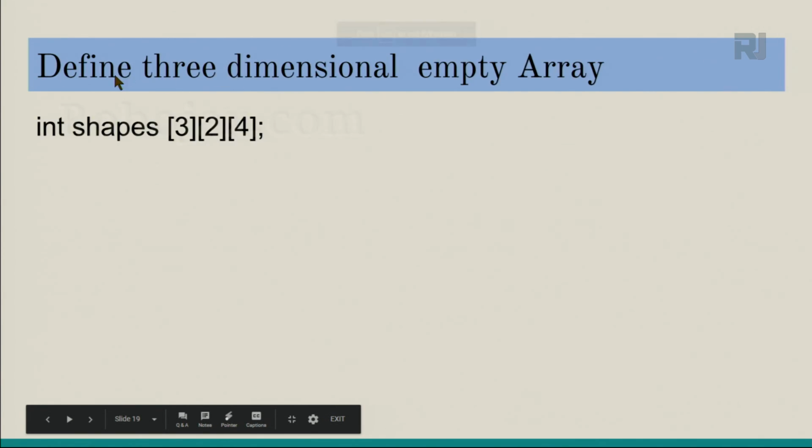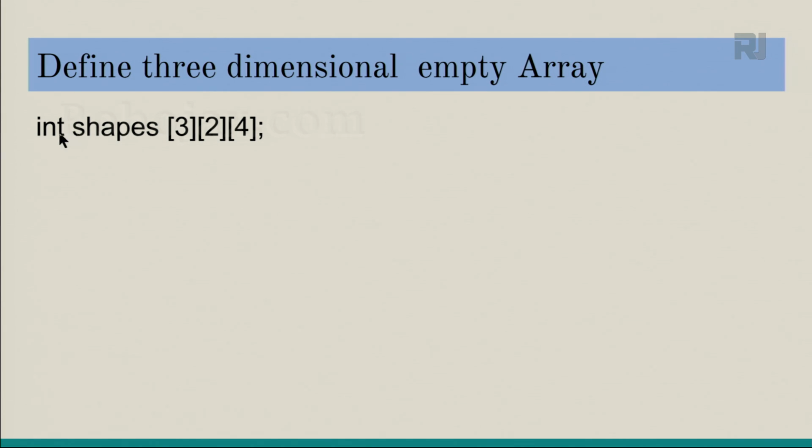And let's see how we define a three-dimensional array empty. So you can do integer shapes, 3, 2, 4. This means 3 rows, 2 columns, and 4 items in each column. So this happens like this: 4 items in 2 columns and 2 columns in 3 rows.